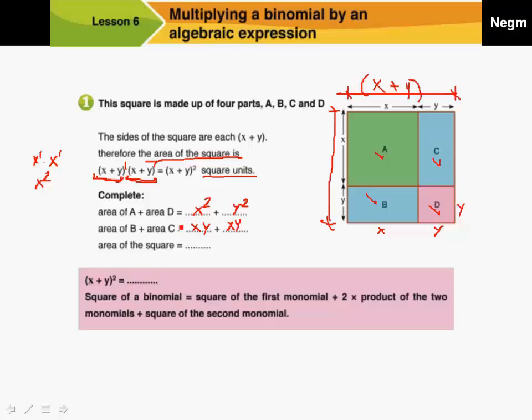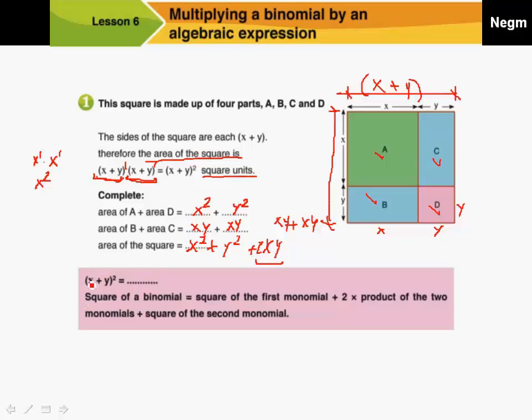Area of the square is x squared plus y squared plus xy plus xy, because it is the summation of the area of the 4 regions. This is the area of the 4 regions, A, B, C, and D. The area of the square is x squared plus y squared plus xy plus xy. We can write 2 here because xy plus xy is equal to 2xy. This is the area of the square.